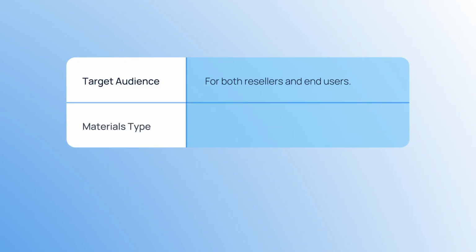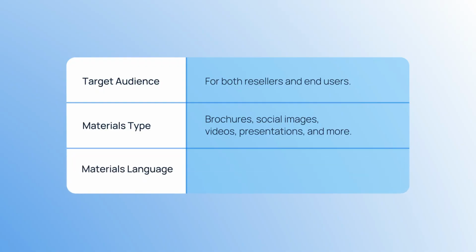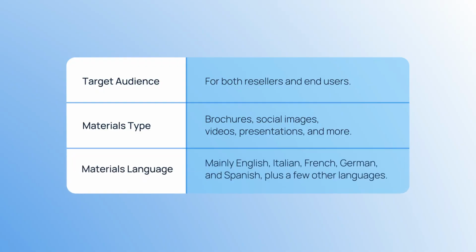These marketing materials are designed for promoting to both resellers and end users, making it easy to reach any audience you're targeting. You will find various types of resources, including brochures, social media images, videos, presentations, and more. Many materials are available in multiple languages, mainly English, Italian, French, German, and Spanish, and you might even spot a few other surprise languages in there too.